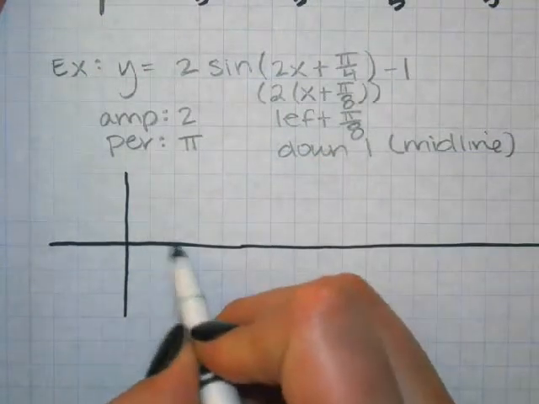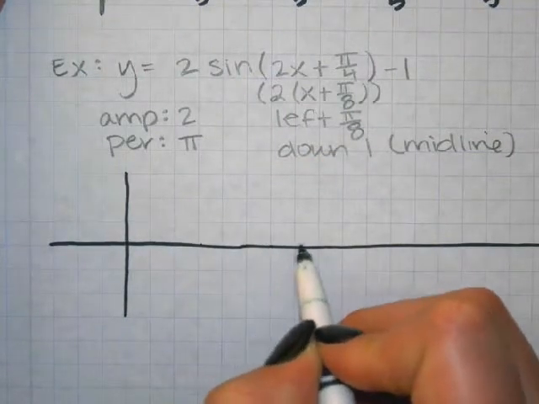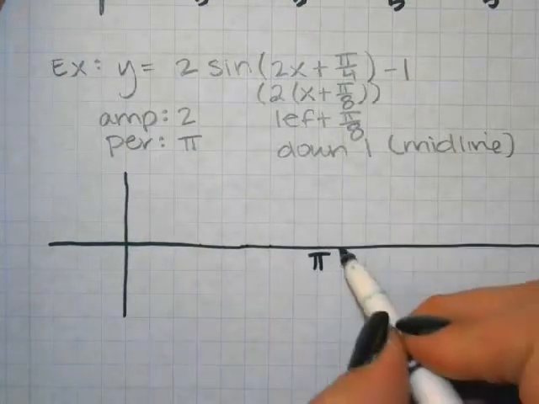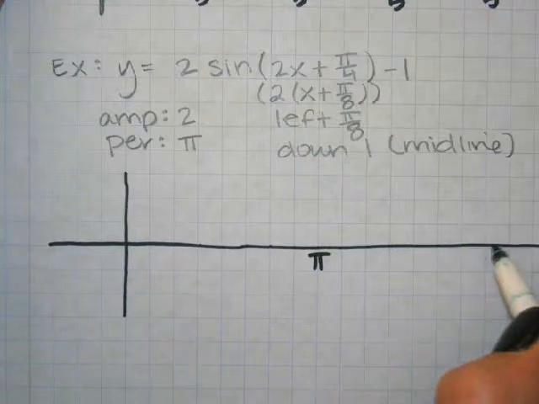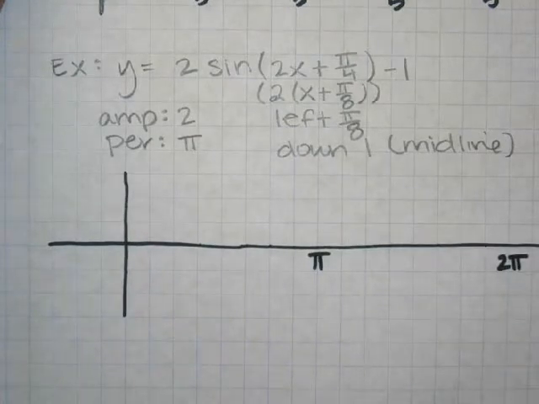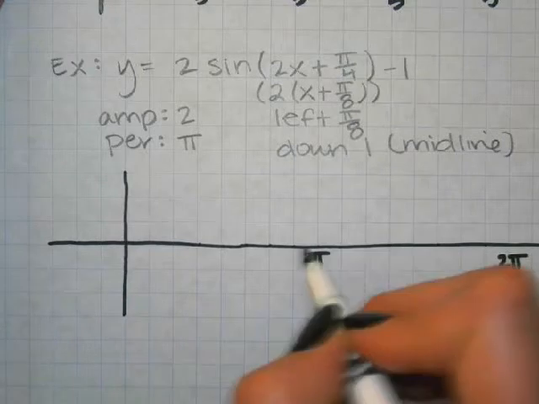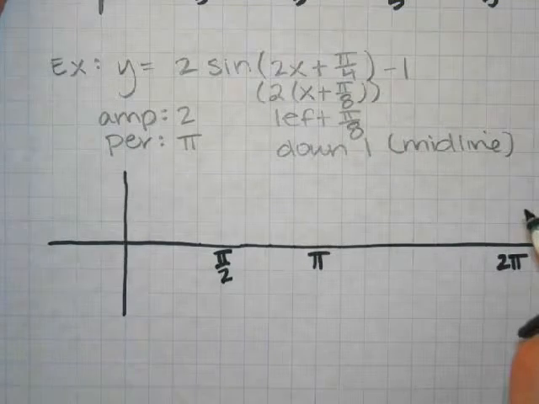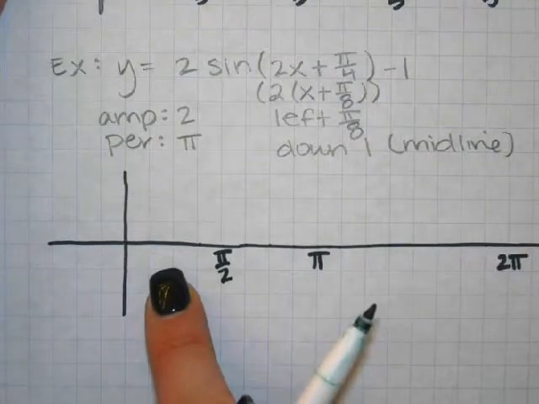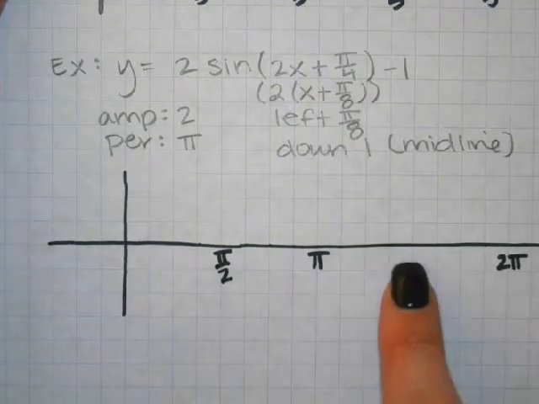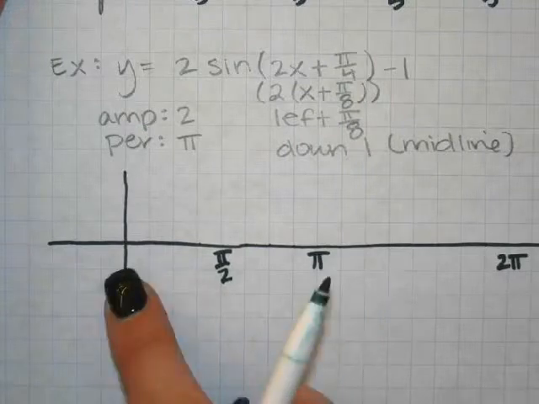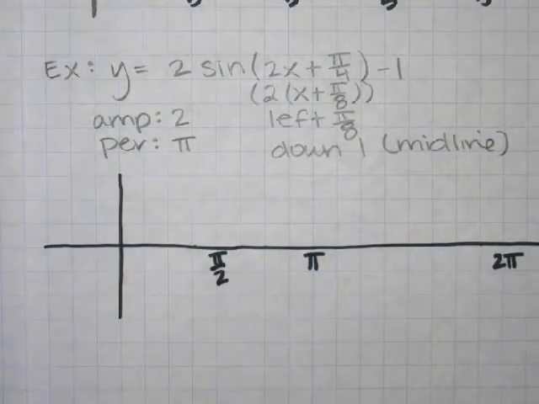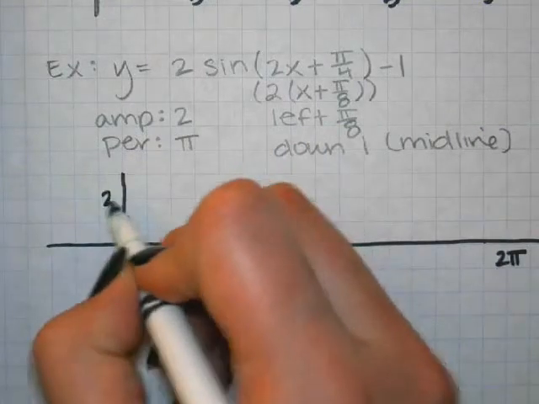So I'm going to count 1, 2, 3, 4, 5, 6, 7, 8, and put a pi there. 1, 2, 3, 4, 5, 6, 7, 8, and put a 2 pi there. So that means that 4 boxes would be pi halves. What would 2 boxes be? Yeah, 3 pi halves over here in the middle one. What would 2 boxes be from 0? Pi fourths. All right, so I'm going to count up to -2.